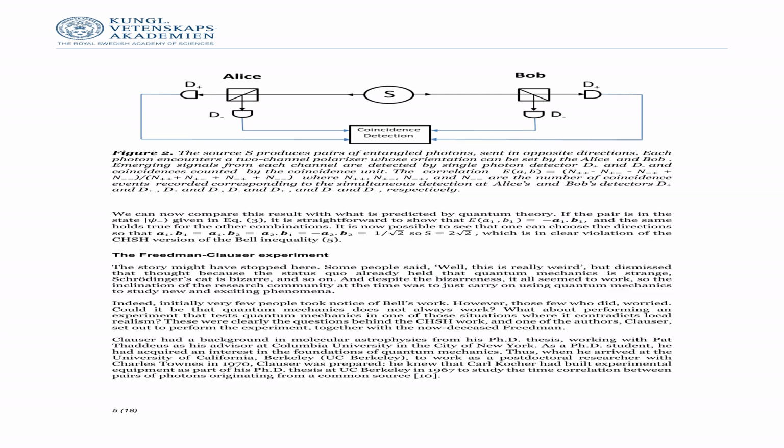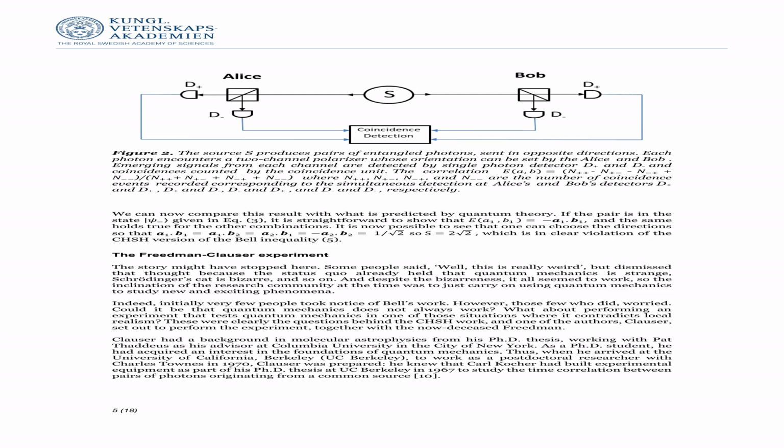unit. The correlation E(A, B) is equal to (N++ − N+- − N-+ + N--) over (N++ + N+- + N-+ + N--), where N++, N+-, N-+, and N-- are the number of coincidence events recorded corresponding to the simultaneous detection at Alice's and Bob's detectors D+ and D+, D+ and D-, D- and D+, and D- and D-, respectively.